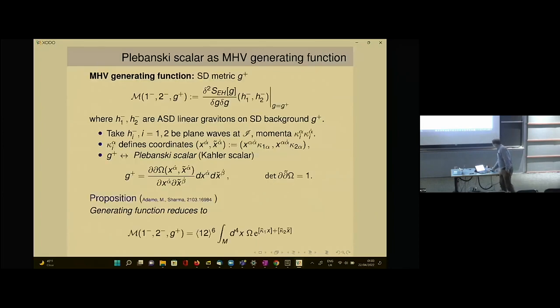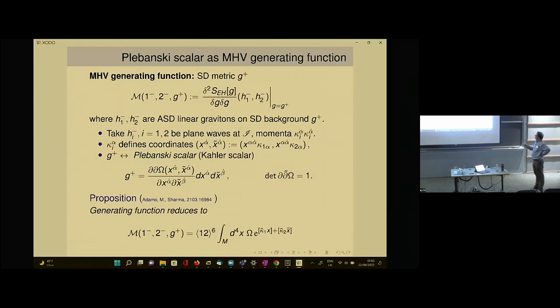So the first question is, what is an MHV generating functional? Well, you imagine that you take the ordinary Einstein-Hilbert action and you perturb it twice in the direction of two linear fields, h1 minus and h2 minus. So this is going to be a pair of anti-self-dual particles. And then you evaluate that on the self-dual background g plus. So that's what I mean by a generating functional.